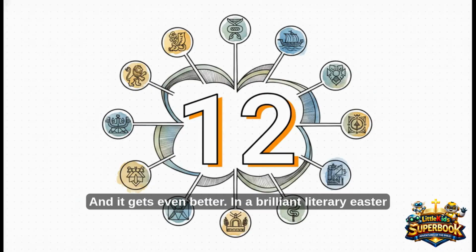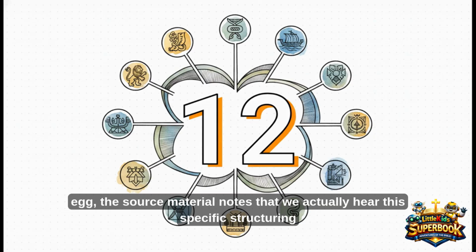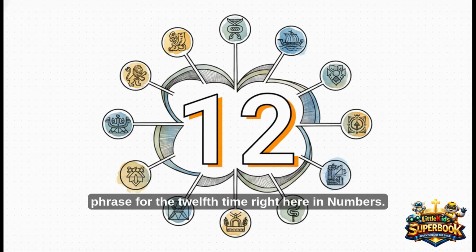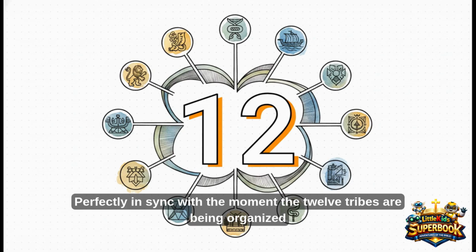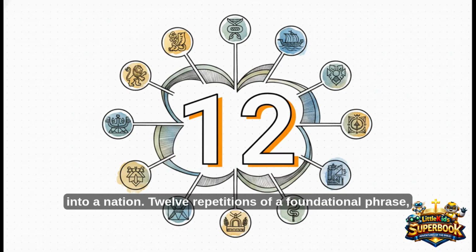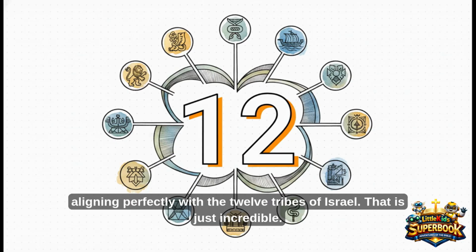And it gets even better. In a brilliant literary Easter egg, the source material notes that we actually hear this specific structuring phrase for the 12th time right here in Numbers. And guess exactly when it happens? Perfectly in sync with the moment the 12 tribes are being organized into a nation. 12 repetitions of a foundational phrase, aligning perfectly with the 12 tribes of Israel.